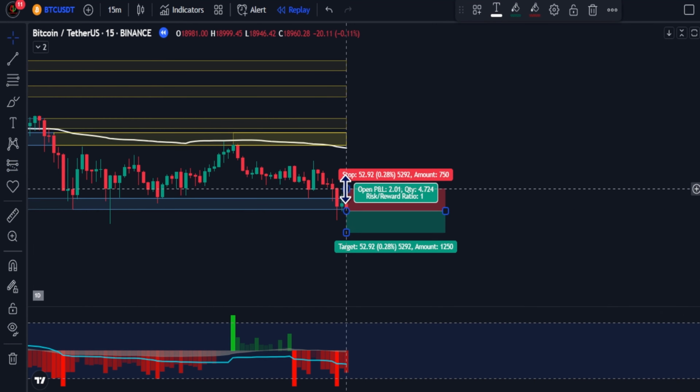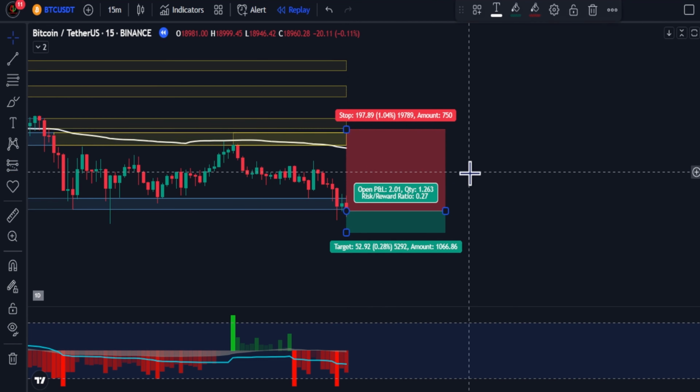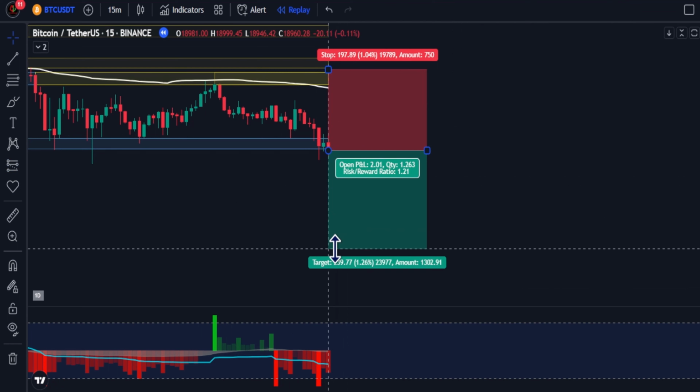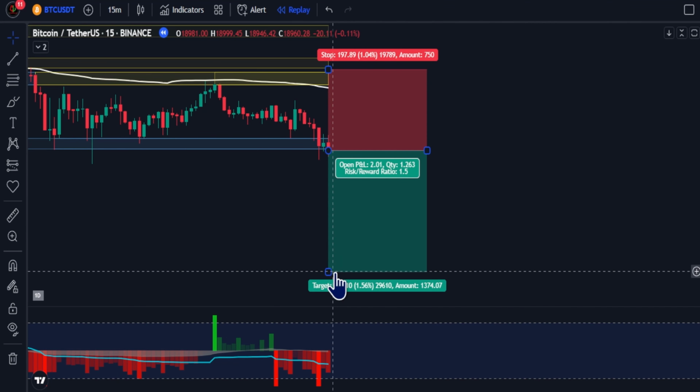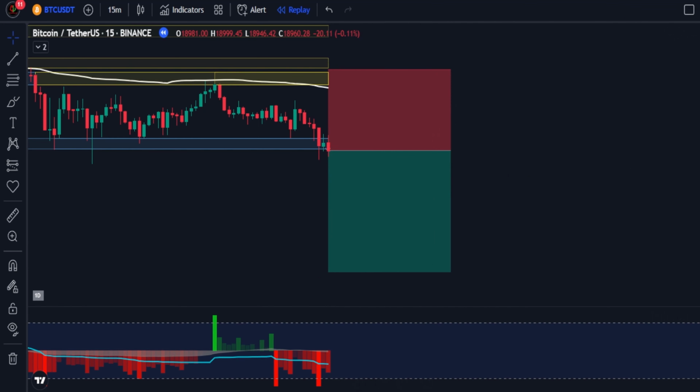We will be putting the stop loss at one of the levels or at the recent swing high. You can choose which one is best based on the current volatility of the market. For the take profit, we will target a 1.5 times risk to reward ratio. Now let's take a look at how the trade will play out.